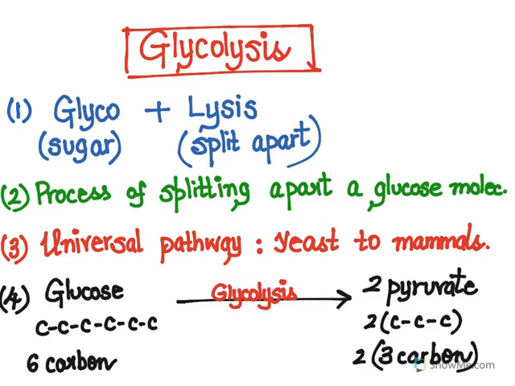Now, basically, as you know, glucose is a six carbon molecule. When it undergoes glycolysis, it breaks down into two pyruvate groups. Pyruvate is a different chemical formula with three carbons on each one of them. So that is the main overall idea about glucose being broken down into two pyruvates, and hence the process of glycolysis.